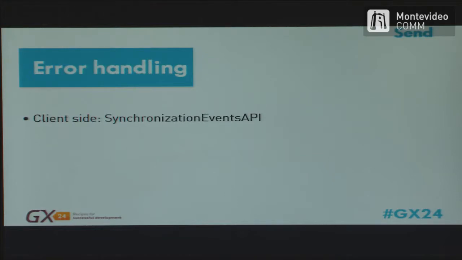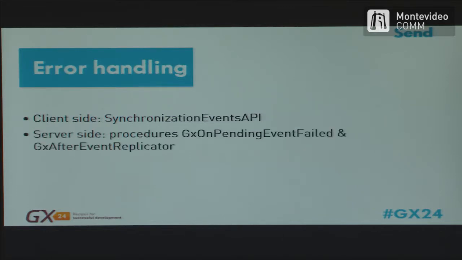We have mechanisms on the client and on the server sides. In the client, we have an API, the Synchronization Events API, which allows you to query which are the business components that need to be sent to the server and see those that were sent and came back with some kind of error. And we can see the error message provided by the server.